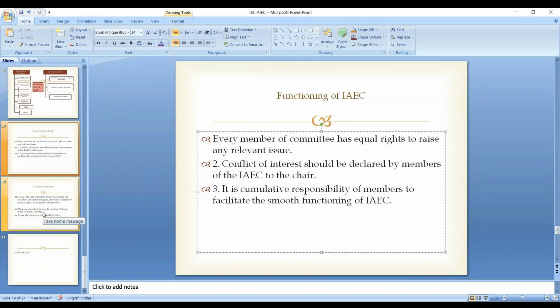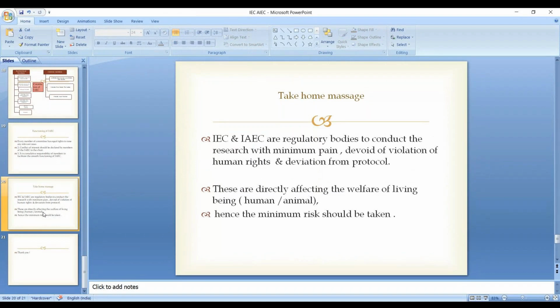For this whole presentation, the message I want to give is that the ethics committee and the animal ethics committee are both regulatory bodies to conduct research by giving minimum pain, whether to human beings or to animals. And while doing all these things, there should not be any violation of human rights. It should not deviate from the protocol. Whatever protocol is approved, the study should not deviate from that protocol.